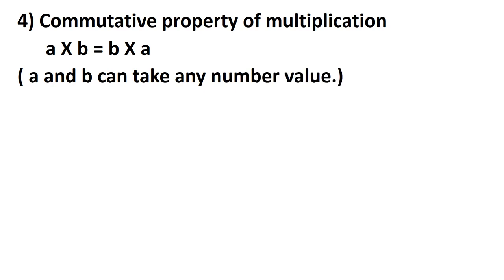Next is commutative property of multiplication. Now we will see in multiplication. It is A multiplied by B equal to B multiplied by A. A and B can hold any number here. If A equal to 2 and B equal to 3, then it is 2 multiplied by 3 equal to 3 multiplied by 2. A and B can take any number value.